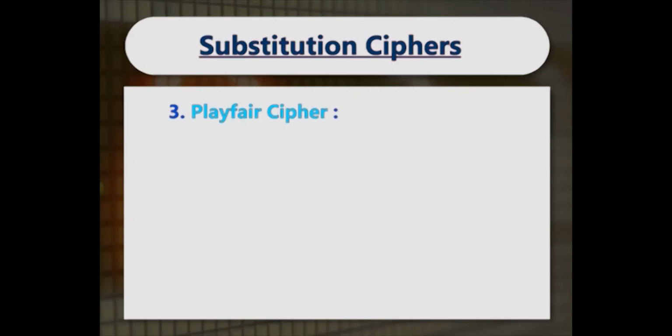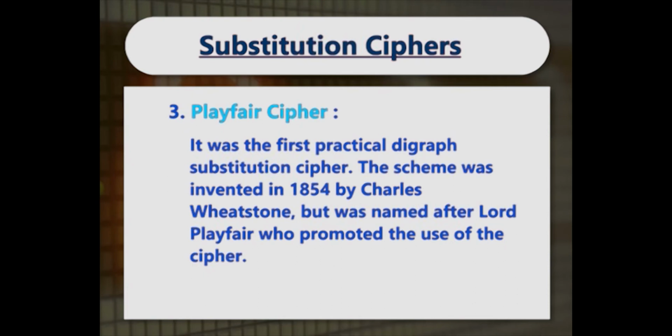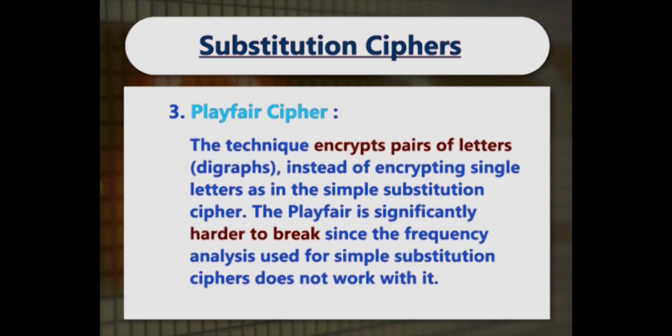So, this is all about the affine cipher, and the next cipher is the Playfair cipher. The Playfair cipher was the first practical digraph substitution cipher. I will explain the meaning of digraph later on. The scheme was invented in 1854 by Charles Wheatstone, but was named after Lord Playfair, who promoted the use of the cipher. The technique encrypts pairs of letters, which are called digraphs. Instead of encrypting single letters as in the simple substitution cipher, the Playfair is significantly harder to break, since the frequency analysis used for simple substitution ciphers does not work with it.